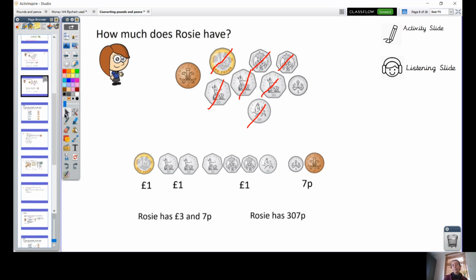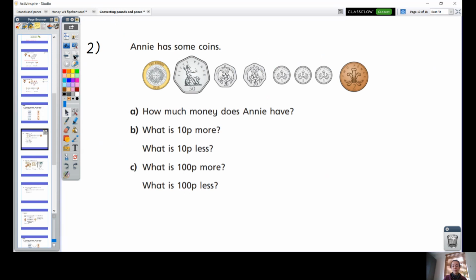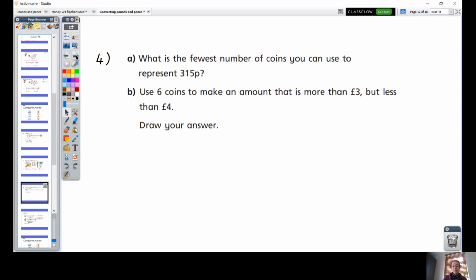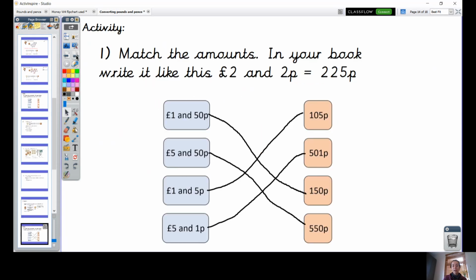Okay, now it's your activity time. So I'll go through the slides one by one. Have a good go. Remember, we aim for an hour of maths. Off you go. I've now fixed the answers, so make sure you've got a pen ready or a coloured pencil. That would be great.